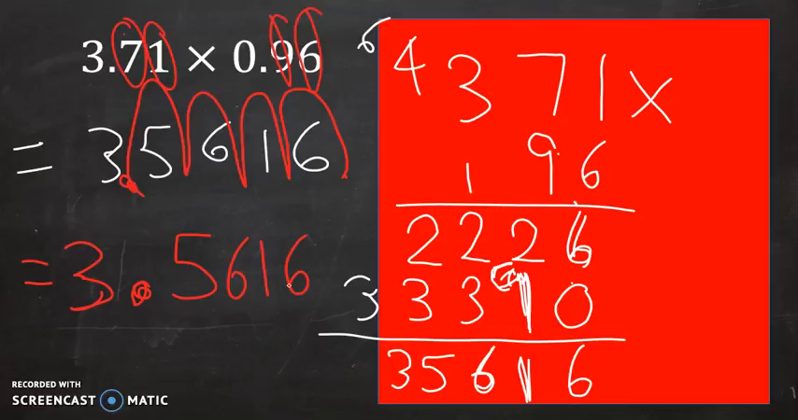3.5616. To think about why, well, we've got hundredths from this fraction and hundredths from this fraction. And hundredths times hundredths will give me ten thousandths, which is exactly what I've got in my final answer.